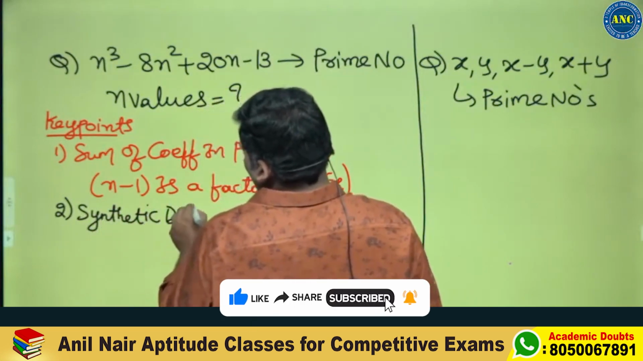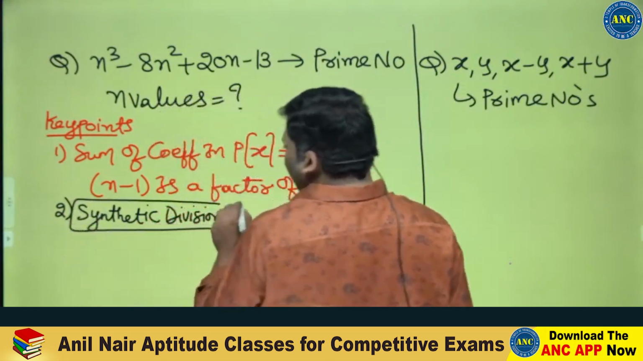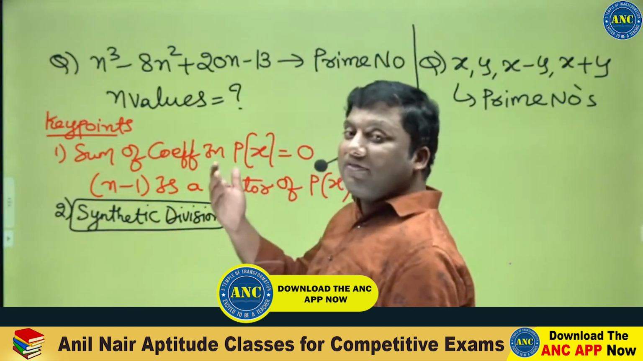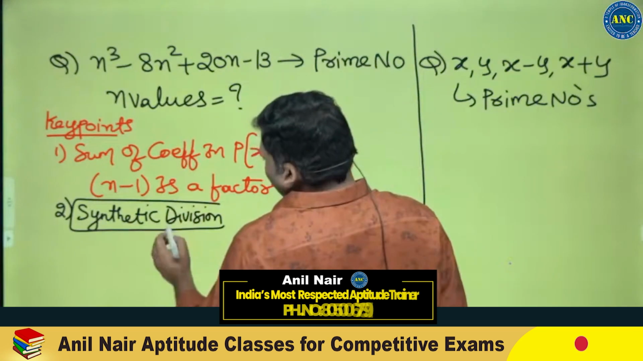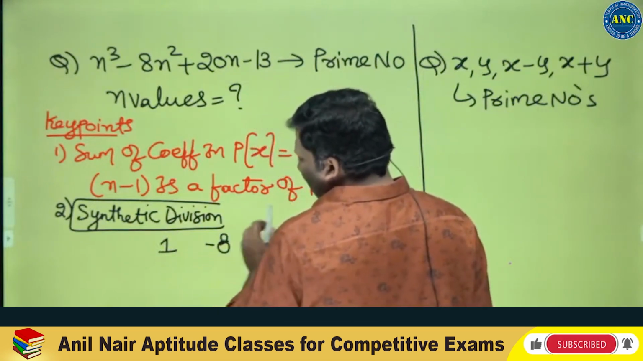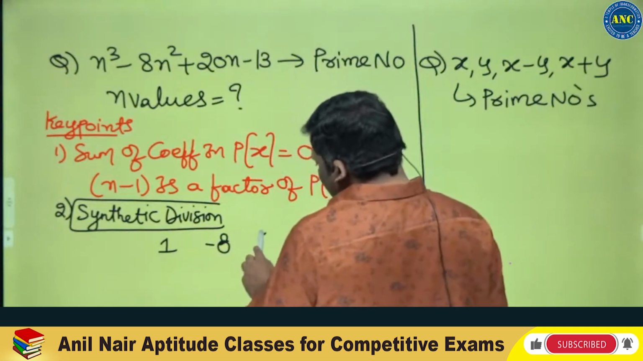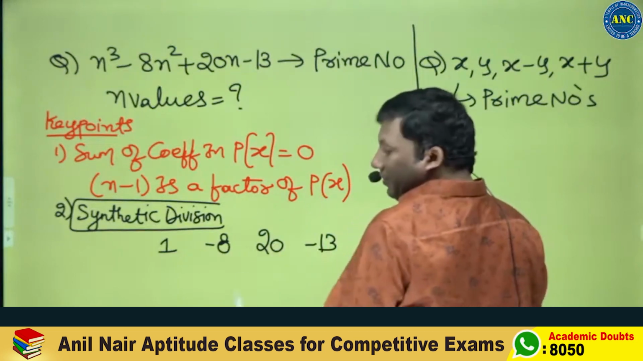Synthetic division. What is this synthetic division? A cubic is divided by a linear factor. It will help us in finding the quotient. How to do it? Please see here. Coefficient of n cube is 1. Coefficient of n square is minus 8. Coefficient of n is 20. Constant is minus 13.